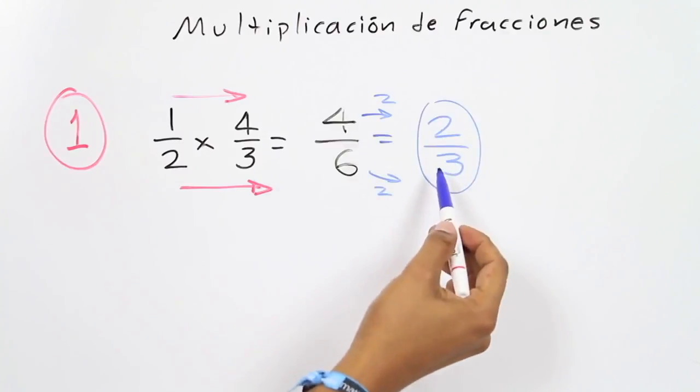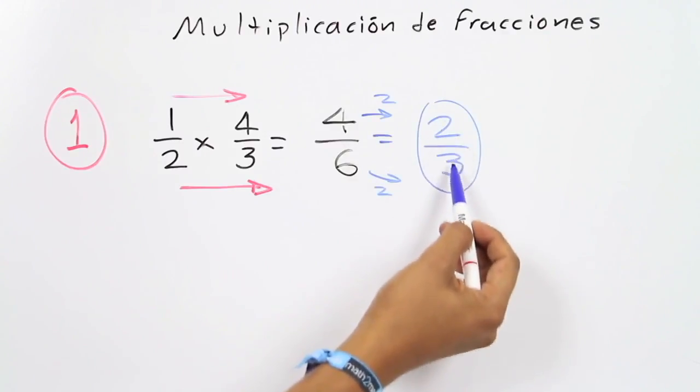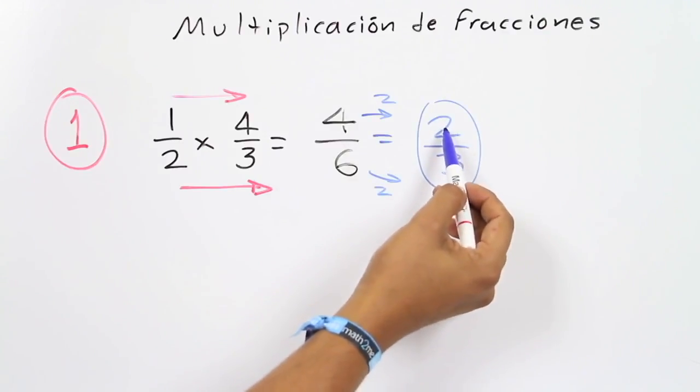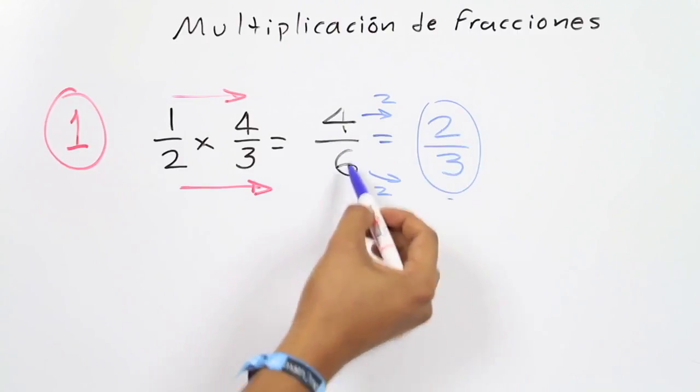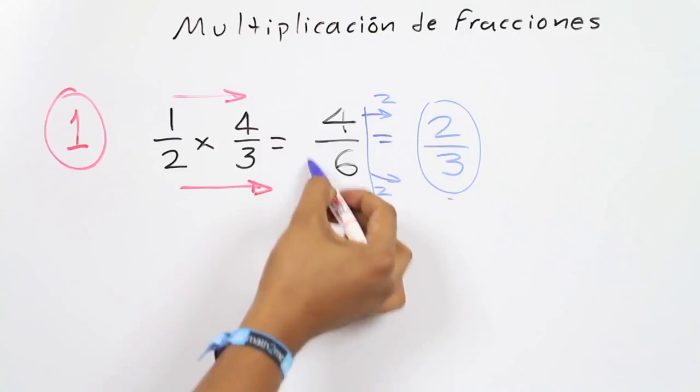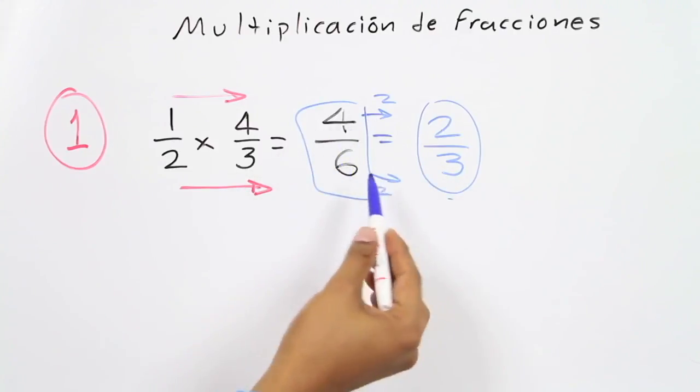Because the numbers 2 and 3 are prime numbers, it means they don't have common factors to continue reducing this fraction. However, you can use the first or the second fraction as the answer.